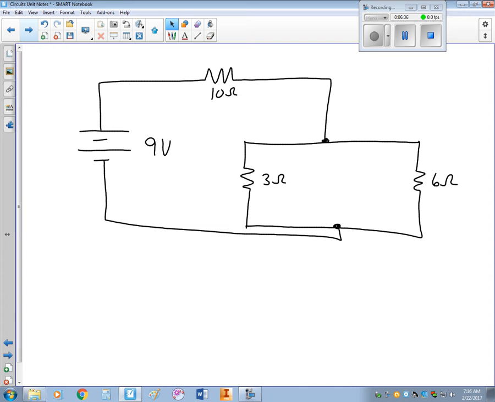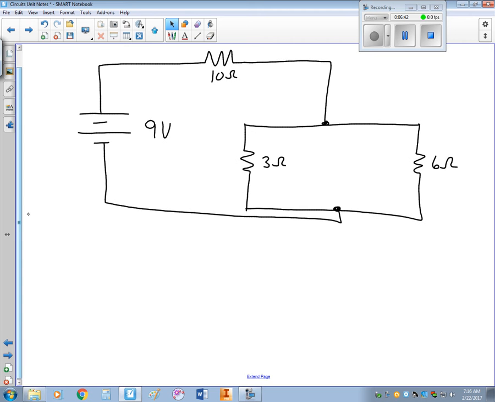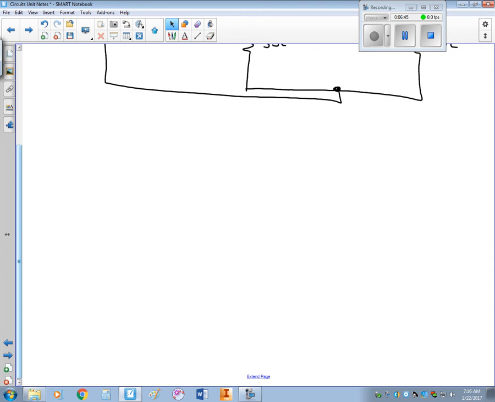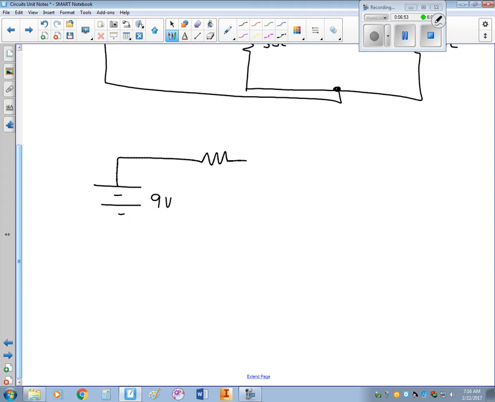The first thing you should do is reduce your circuit in order to find the equivalent resistance. So I'm going to redraw this circuit. Here's my 9-volt battery, my 10 ohm resistor, and I'm going to represent the parallel like this. So this is like my parallel or my branching circuits. So it'd be 1/3 ohms plus 1/6 ohms, to the power of -1.